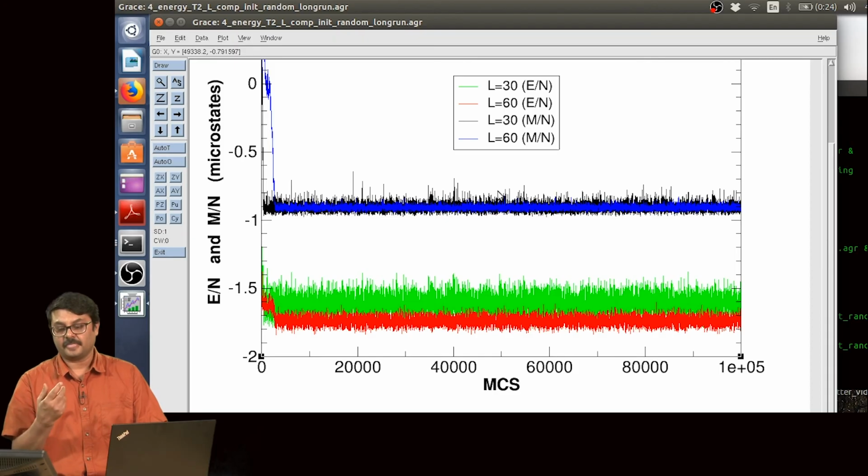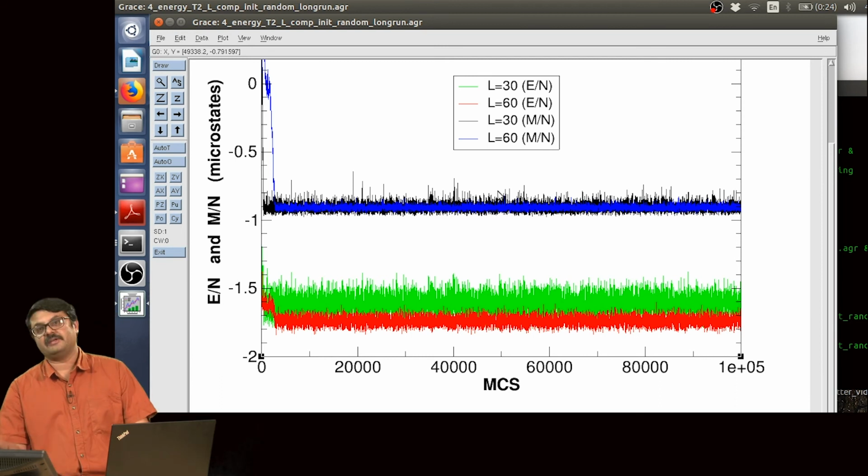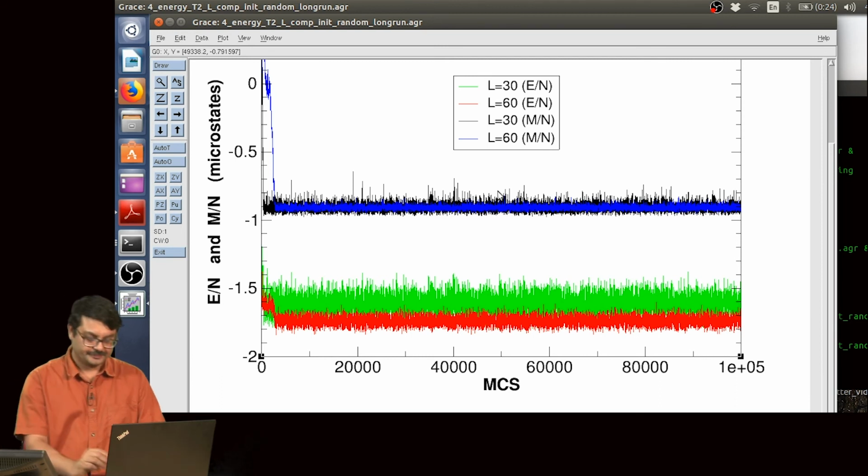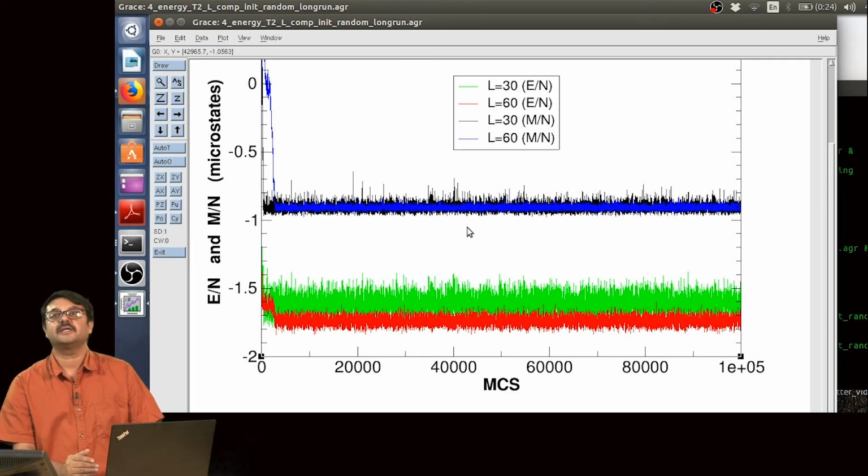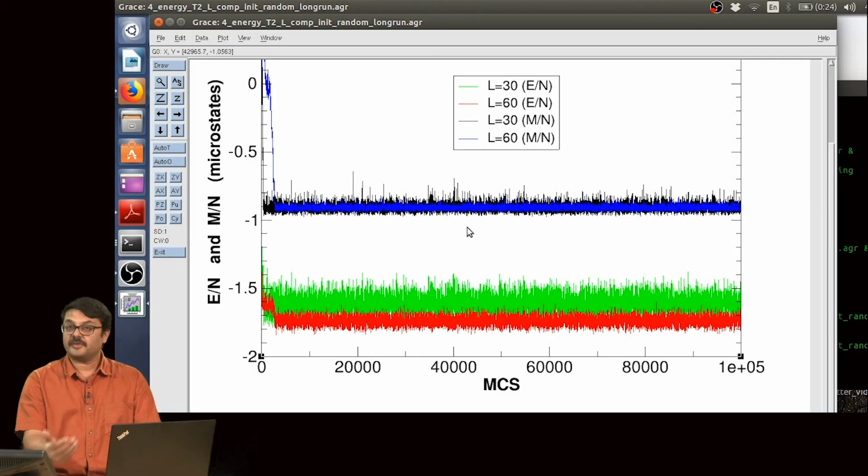The variance of thermodynamic quantities varies as 1 by n, or the relative standard deviation, delta E by E or delta m by m, varies as 1 by root n, and that is exactly what we are seeing. You should actually calculate the variance for different box sizes and check whether it actually goes as 1 by n or not.